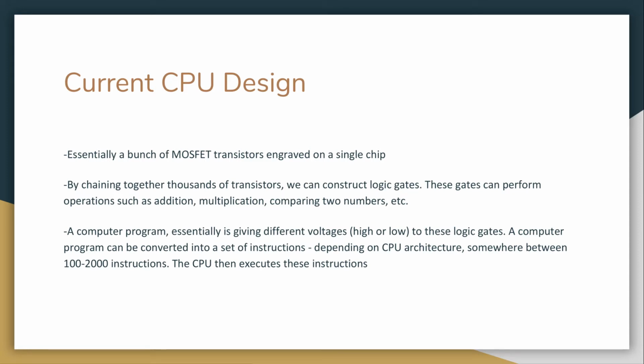And so all a computer program does really is just give different voltages to these logic gates. And by doing that, the CPU can execute its instruction set. And that's how we get our computer programs.